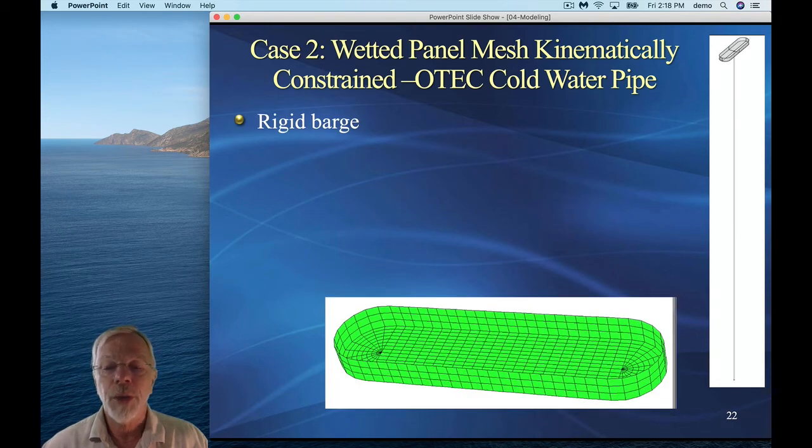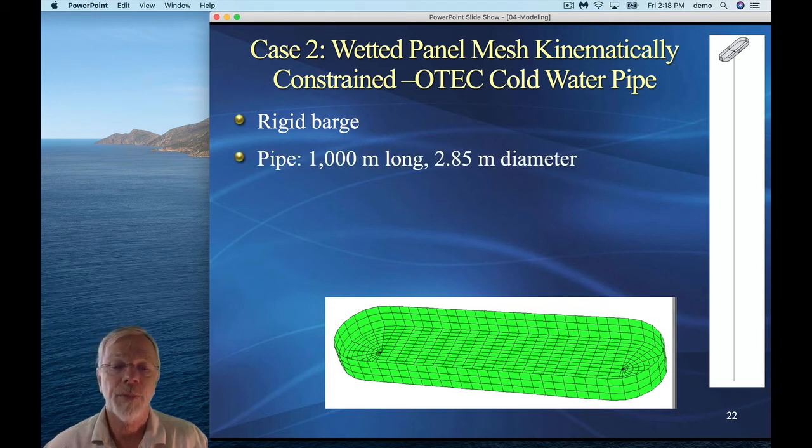The barge in this case was considered to be rigid. So this is just the panel mesh for the barge. And the structural mesh was unnecessary because it's a rigid barge. And so really we only needed a single node to represent the barge, and that was placed at the CG. And it has the rigid body mass properties and the hydrostatic stiffness properties. The pipe was 1,000 meters long and 2.85 meters in diameter. So you can see that this is a very long pipe.